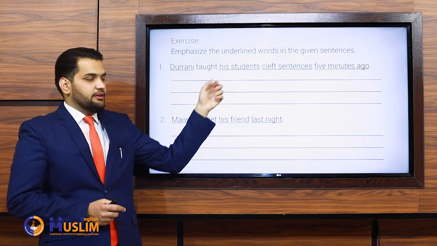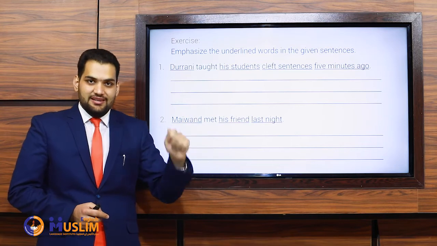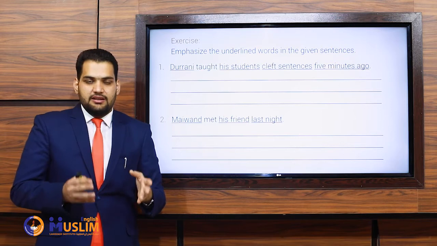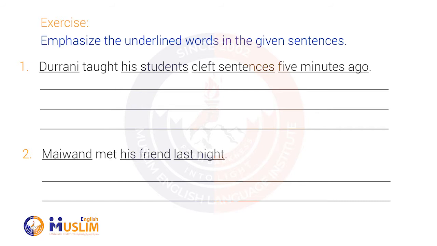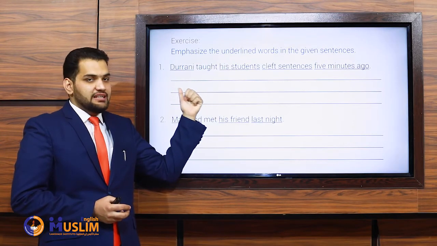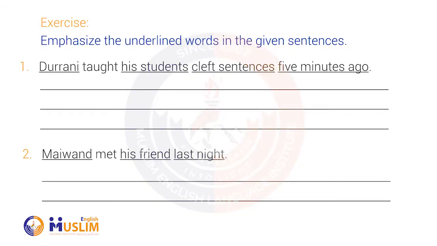For his students, you have to say it was his students. Do not say it were his students, right? And you might be thinking why we are not using were here, but since the subject is it, we have to use was. It was his students who or whom the Rani taught cleft sentences 5 minutes ago. Alright, so now let's make it for cleft sentences. It was cleft sentences which, do not say who, which the Rani taught his students 5 minutes ago.